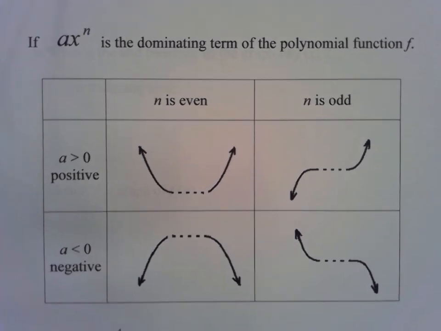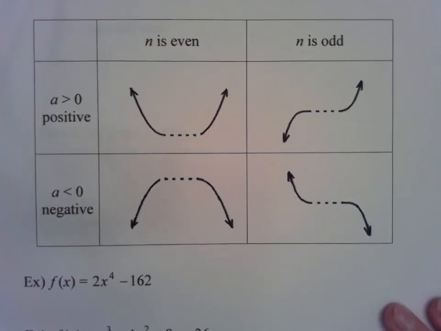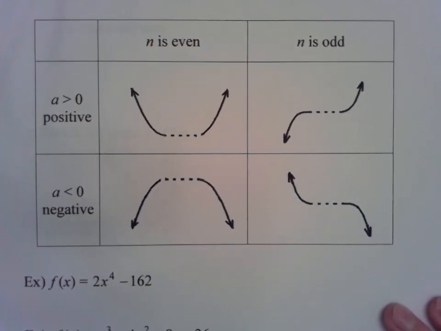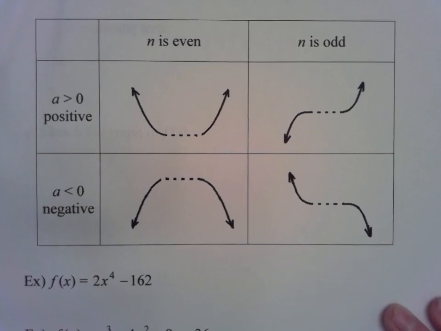Okay, so let's try that out. We'll just do the same two functions we were just practicing with. So for this first one, we have f of x is 2x to the fourth minus 162. Can you spot the dominating term? It's this term in the front with the highest degree.